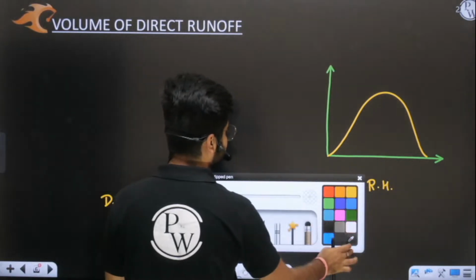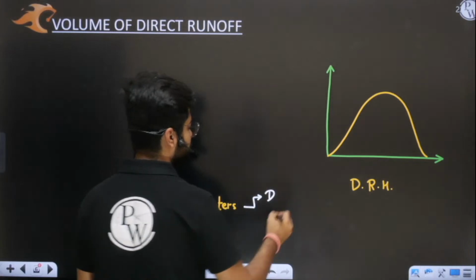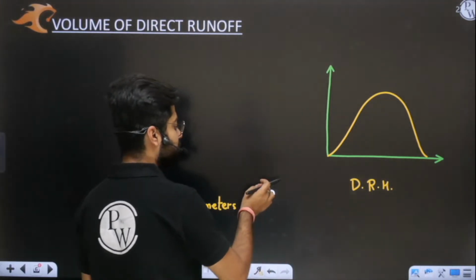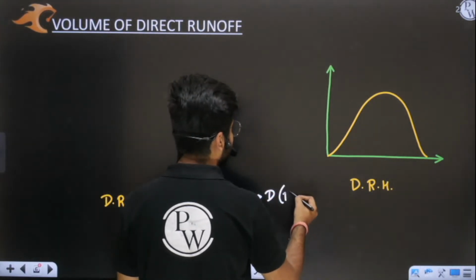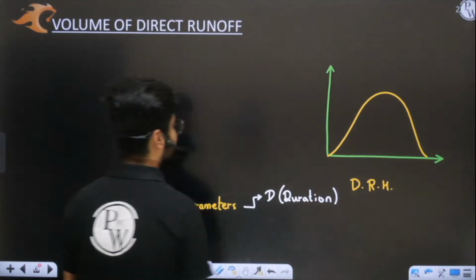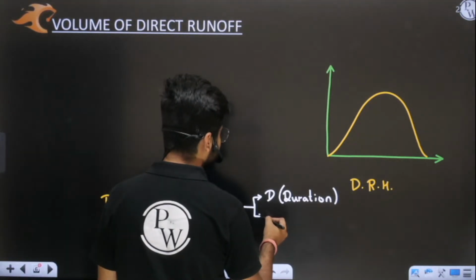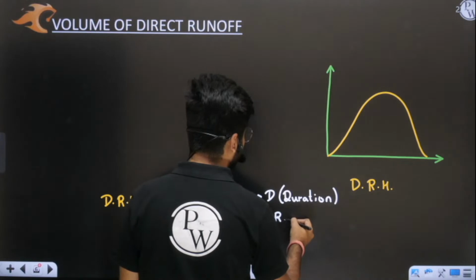The first parameter is duration of rainfall. We will denote duration by D. The first parameter is duration of rainfall, and the second parameter is effective rainfall depth.